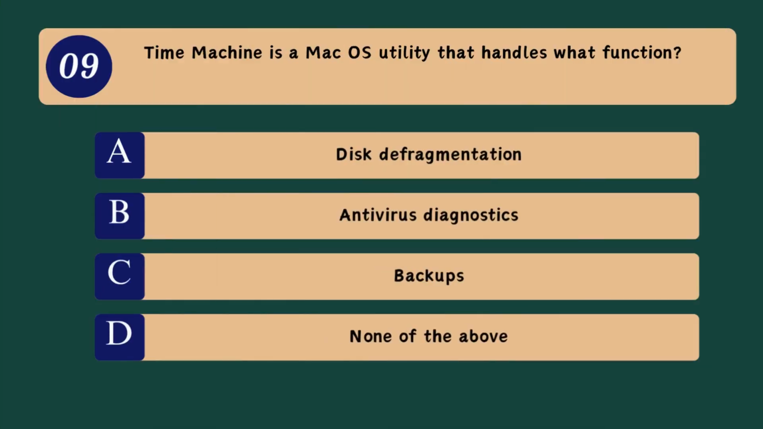Question 9. Time Machine is a Mac OS utility that handles what function? A. Disk defragmentation. B. Antivirus diagnostics. C. Backups. D. None of the above. Correct answer: C. Backups.